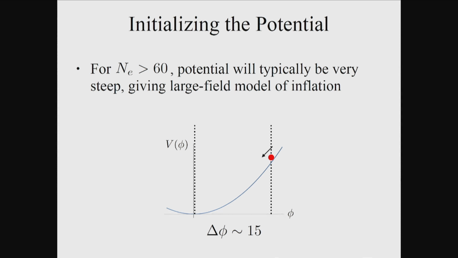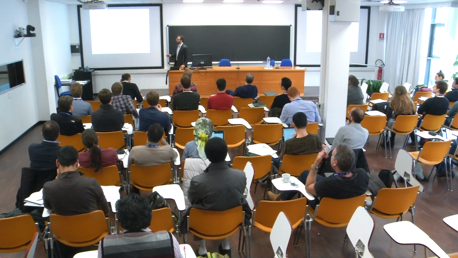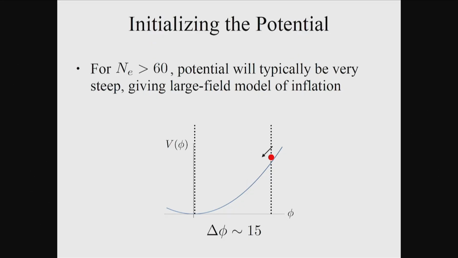Okay, good. So what happens when you do this? This is the first step in the program. Well, what happens when you initialize the potential in this way is that it will typically be very steep. So it will typically be a quadratic or even steeper. And models like this will only give you sufficient inflation if the field rolls a very long distance. In particular, you need phi to roll a distance of about 15 or 20 in order to get 60 e-folds of inflation. So this will give you a large field model of inflation.